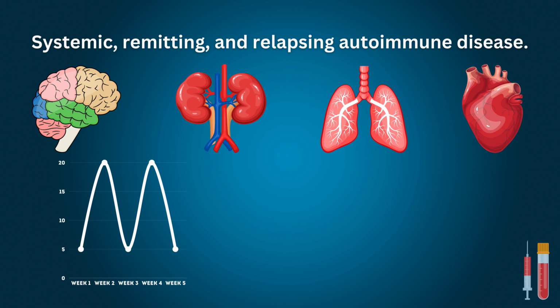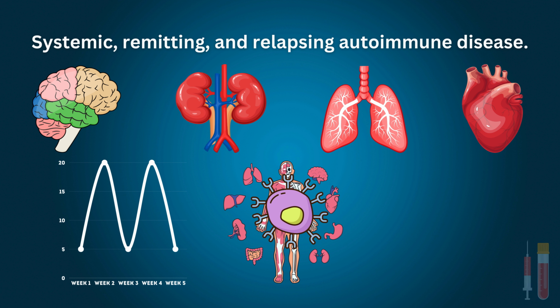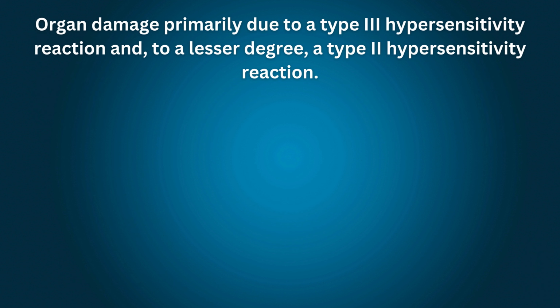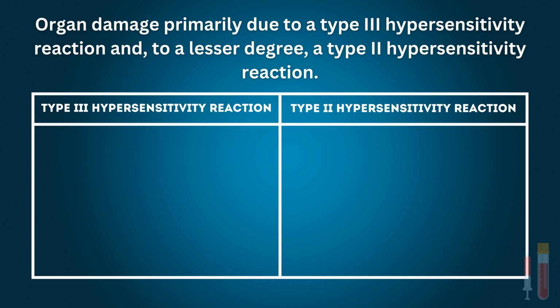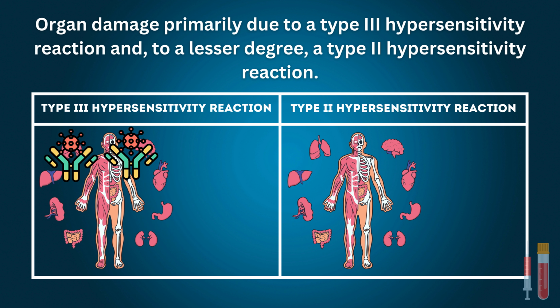It is an autoimmune disease, which means it occurs when the body's immune system mistakenly attacks its own healthy cells and tissues. Organ damage occurs primarily due to a type 3 hypersensitivity reaction and, to a lesser degree, a type 2 hypersensitivity reaction. Type 3 hypersensitivity reaction, also called immune complex-mediated hypersensitivity, occurs when immune complexes form and deposit randomly in tissues or blood vessels, leading to inflammation and tissue damage.